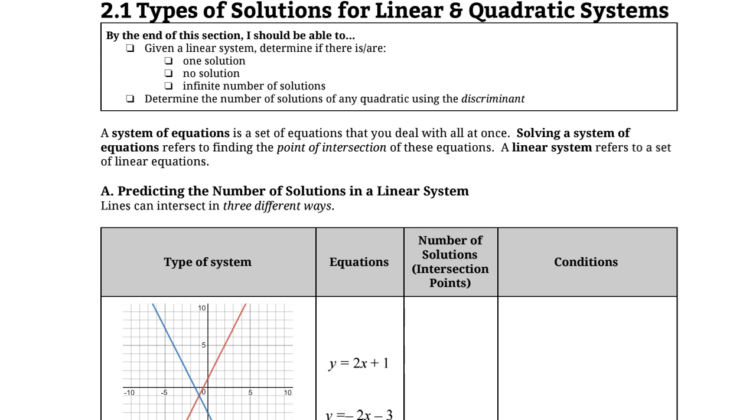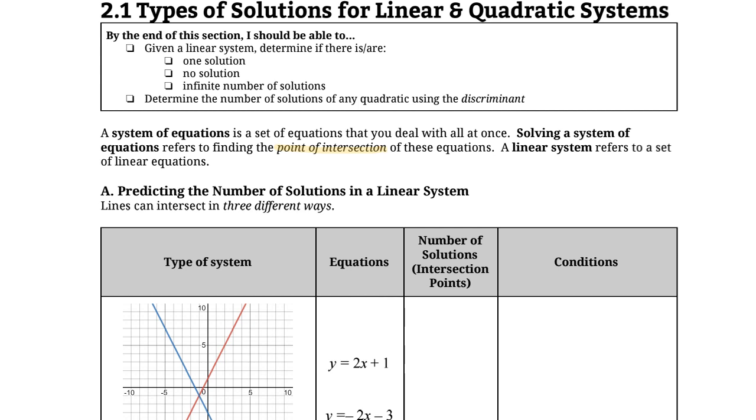So first of all, what is a system of equations? A system of equations is a set of equations that you deal with all at once. And typically in a system of equations, you will have two given equations. If you are asked to solve a system of equations, that refers to figuring out the point of intersection of the equations. So you want to know, where do these equations intersect?